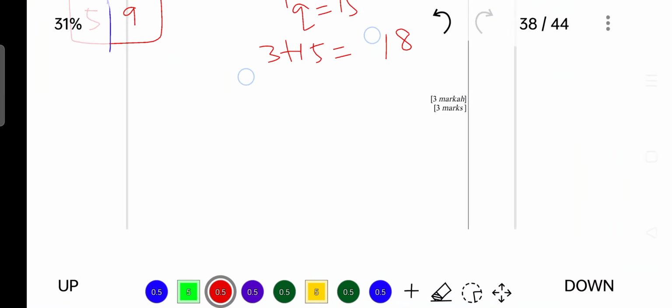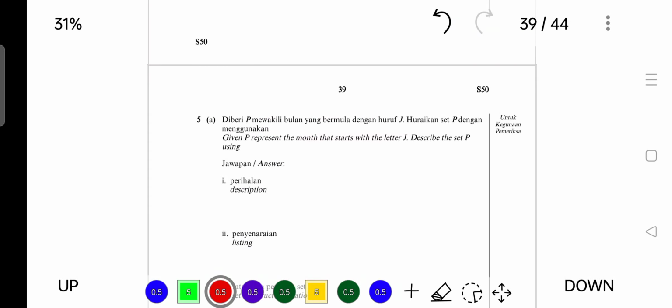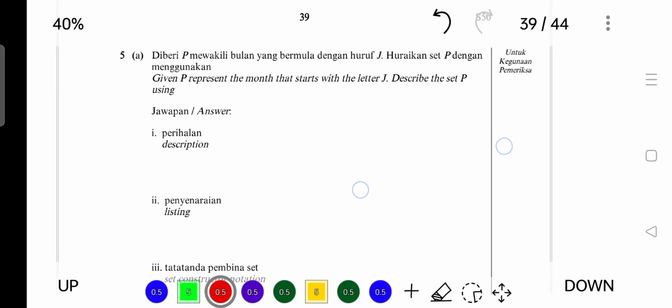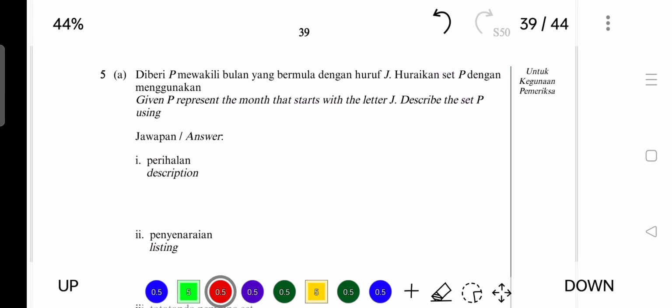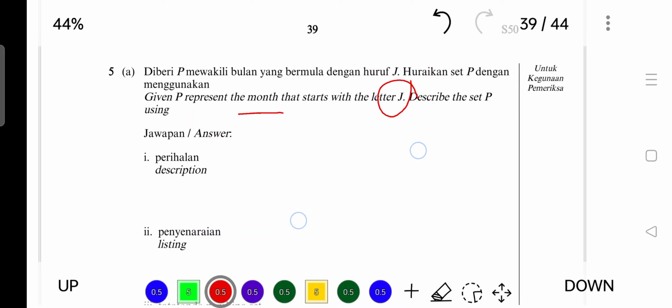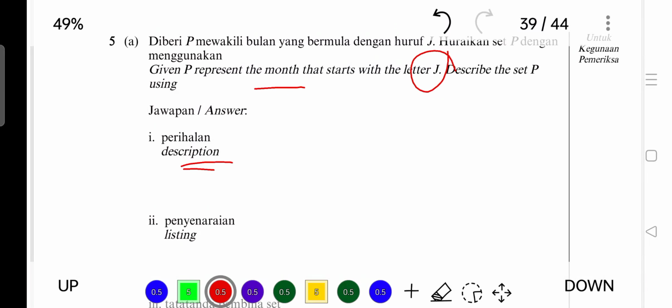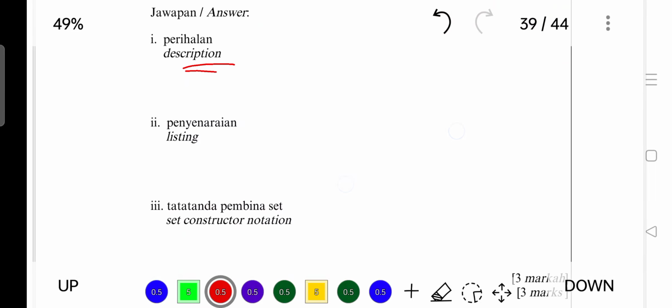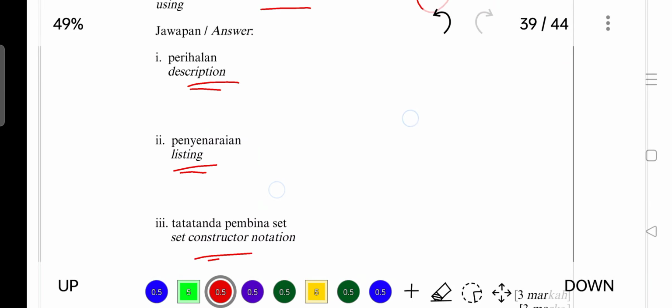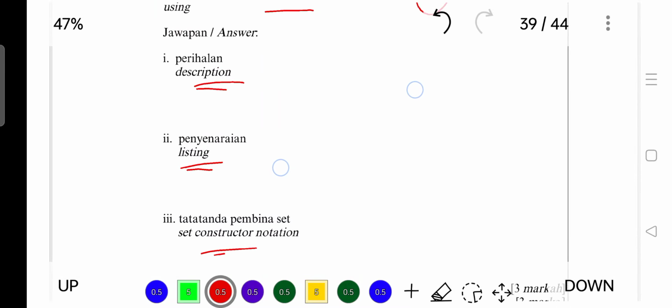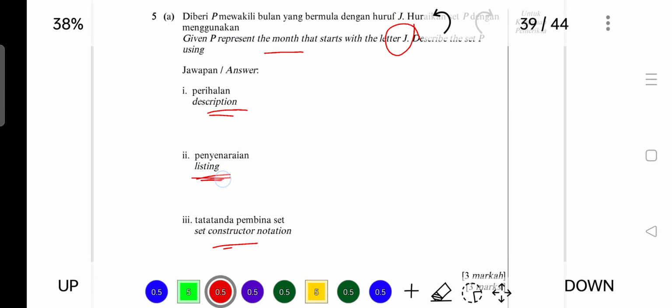Okay, let's move to question number 5. Question number 5, this is topic 11, right? Given P represents the months that start with the letter J. Describe the set P using description. Wow. Do you still remember all of these listing and set builder notation? Yeah. Okay. The easiest one is listing, right? But never mind. We'll look at everything.